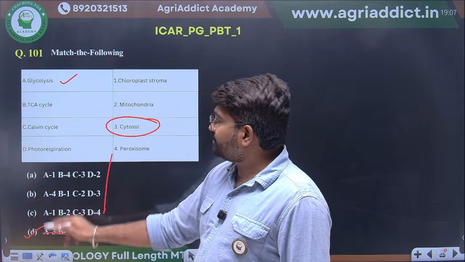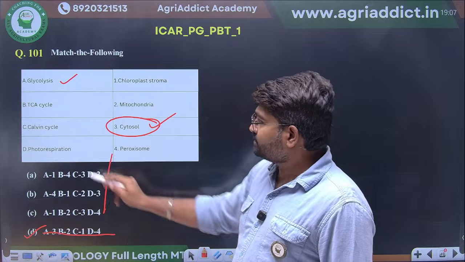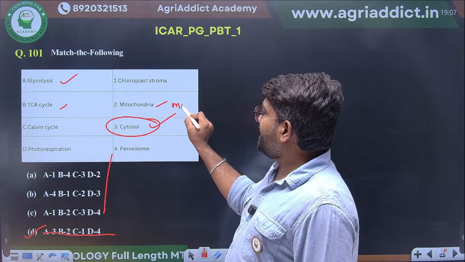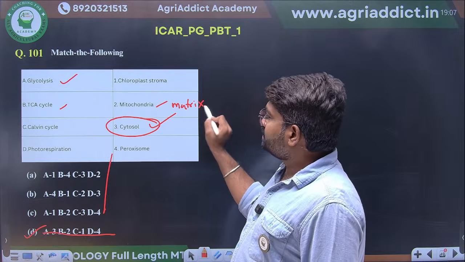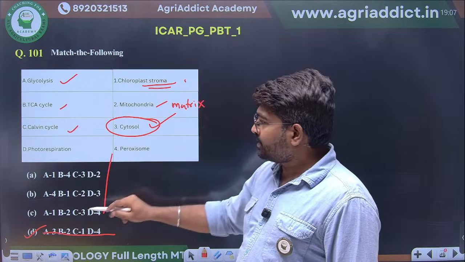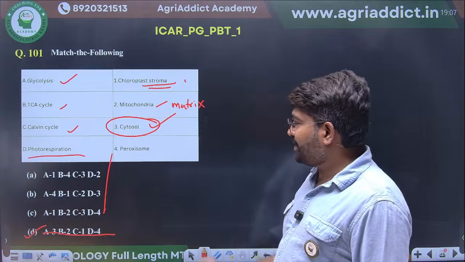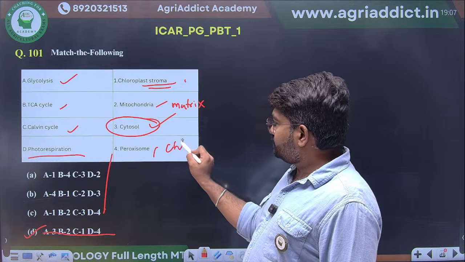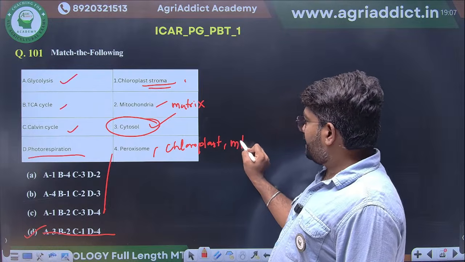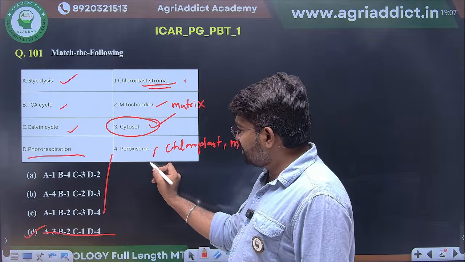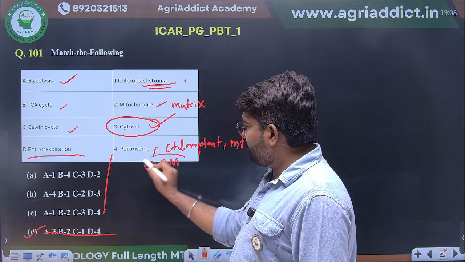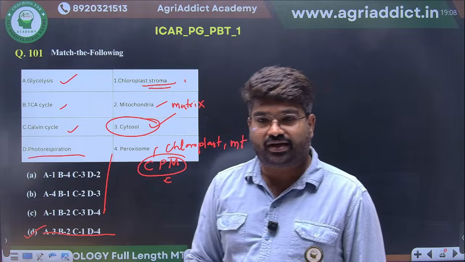A is 3. Glycolysis will happen in cytosol. B is 2. TCA will happen in mitochondrial matrix. Calvin cycle will happen in stroma of chloroplast. Photorespiration will happen in where? Peroxisome, chloroplast, and mitochondria. If you see the organelle sequence: chloroplast, peroxisome, mitochondria. CPM: chloroplast, peroxisome, and mitochondria.